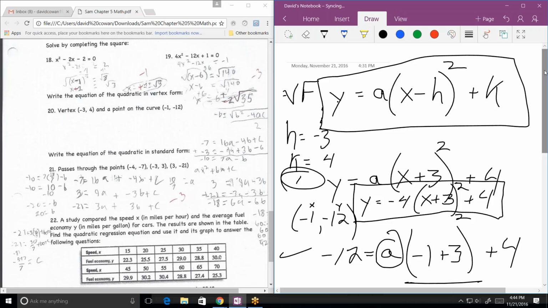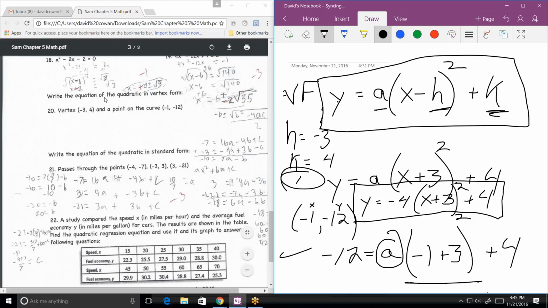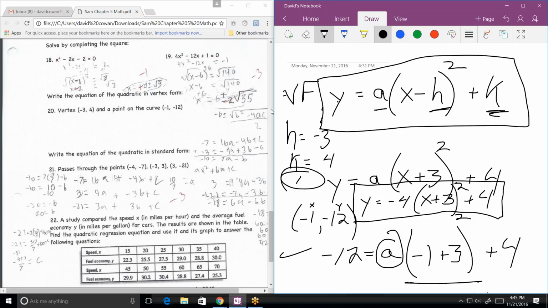Why H and K? Because I don't know which H and K is the vertex. H is the x coordinate of the vertex. K is the y coordinate of the vertex. And A, you don't know what it is at first. Okay. I guess that's why they said write the equation in vertex format. Well, you've got to know what the general format is before you can do that.